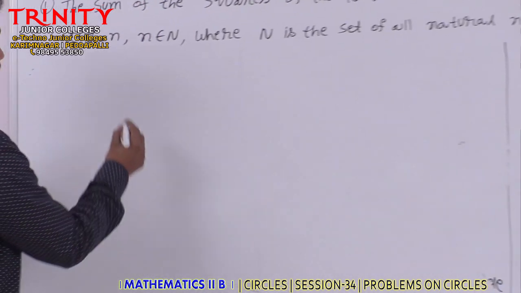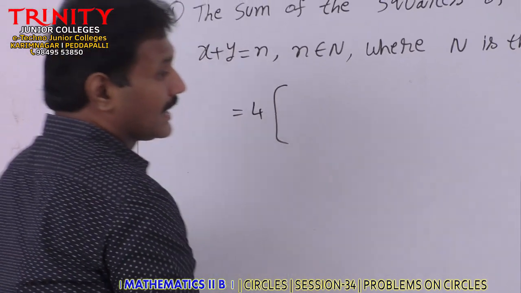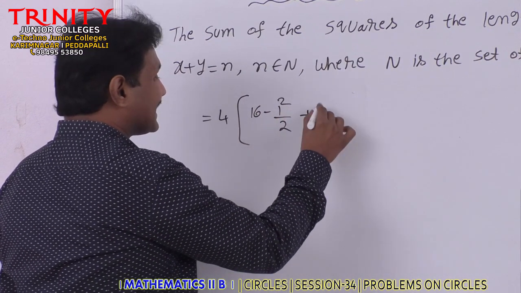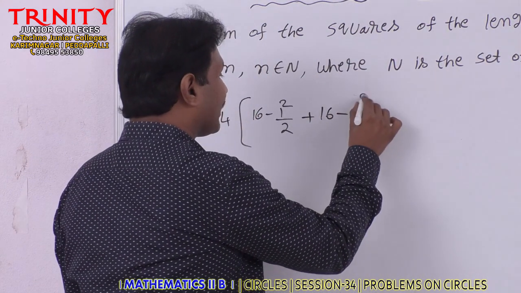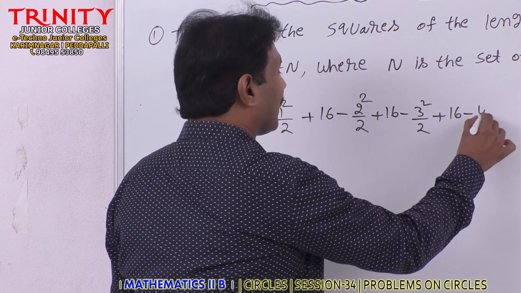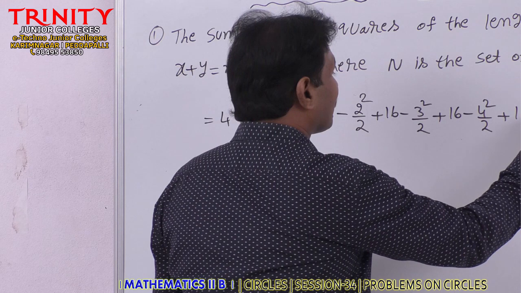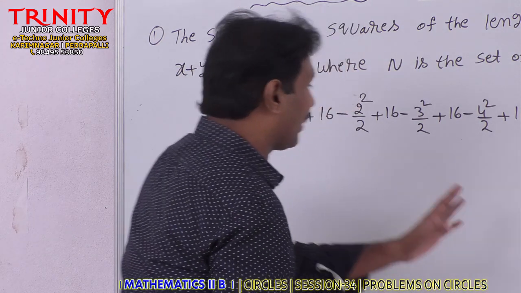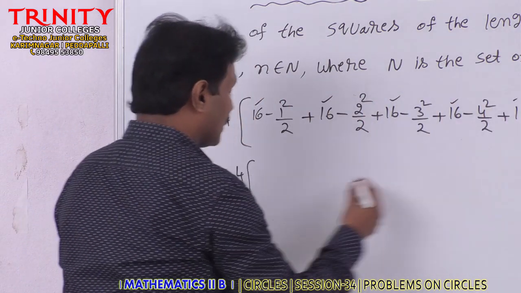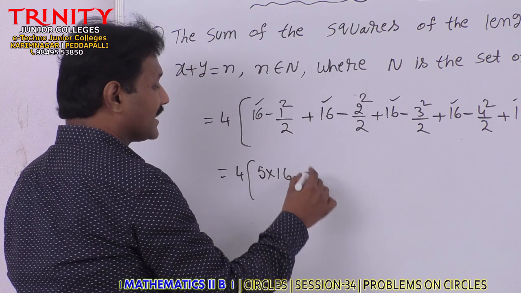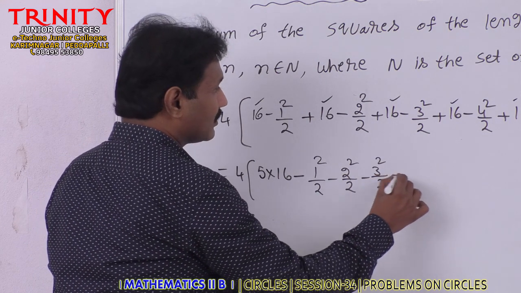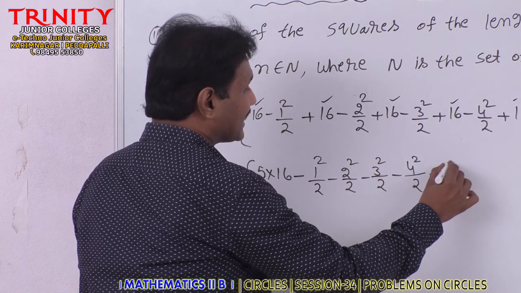That equals 4 into summation n equals 1 to 5 of 16 minus n square by 2: 16 minus 1 square by 2 plus 16 minus 2 square by 2 plus 16 minus 3 square by 2 plus 16 minus 4 square by 2 plus 16 minus 5 square by 2, up to 5 terms. That equals 4 into 5 times 16 minus 1 square by 2 minus 2 square by 2 minus 3 square by 2 minus 4 square by 2 minus 5 square by 2.